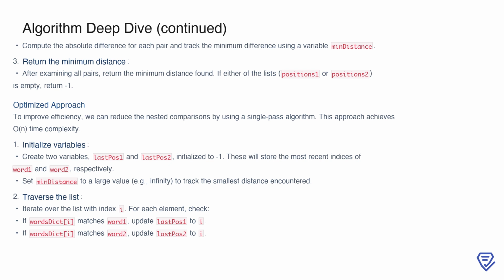To address the inefficiency of the brute force approach, we can adopt an optimized solution that avoids comparing all pairs. This optimized method uses a single pass traversal to achieve O(n) time complexity. First, we initialize two variables, lastPos1 and lastPos2, to -1. These will store the most recent indices of word 1 and word 2, respectively. Additionally, we set min distance to a very large value, such as infinity, to track the smallest distance encountered during the traversal. By using these variables, we can eliminate the need for nested loops and significantly improve performance.